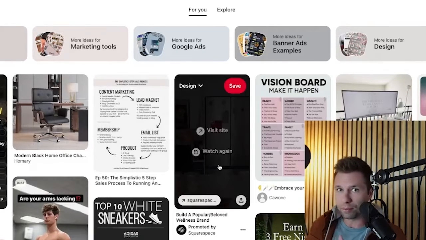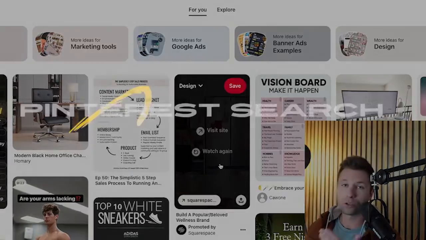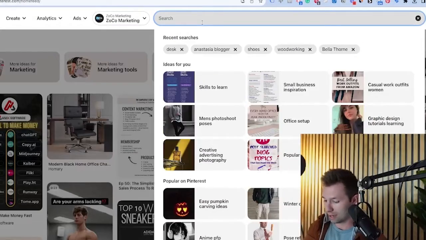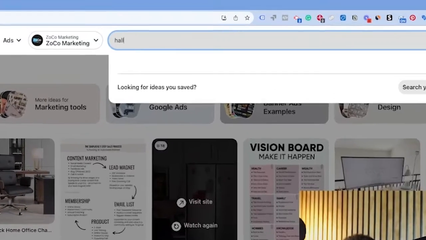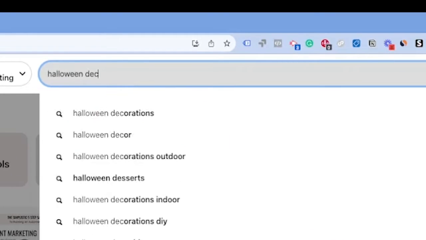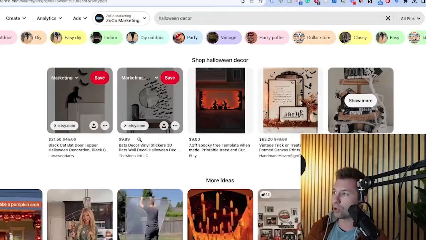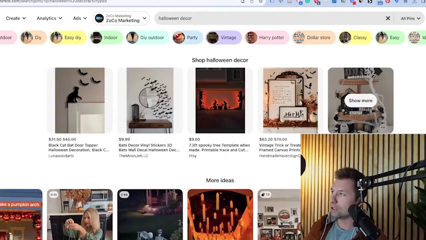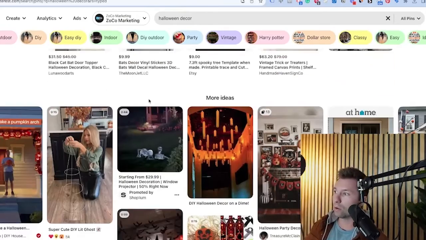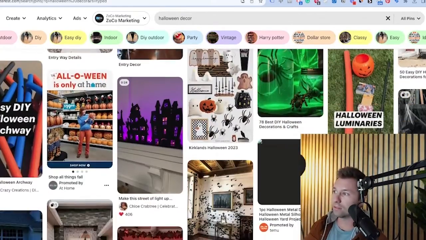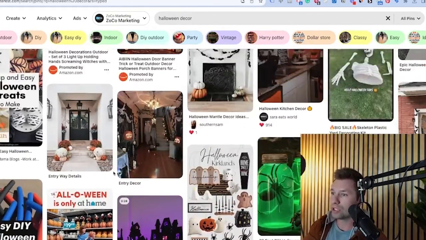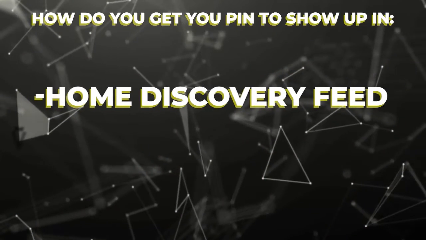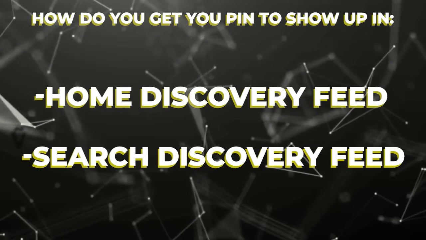Now, the second place where you can beat the algorithm is through Pinterest search. That's if I go over here and search for something. Let's say that I'm looking for some Halloween decor. There are pins showing up right here at the top as well. And you can see, of course, when you type in Halloween decor, there are lots of different images and things for Halloween decor. Now, the question is, how do you get your pins to show up in both of these algorithms, both in the home discovery feed and inside of the search discovery feed?